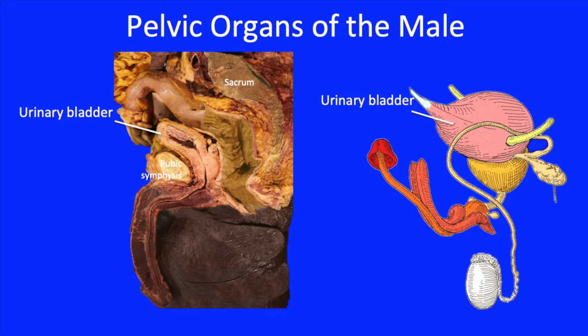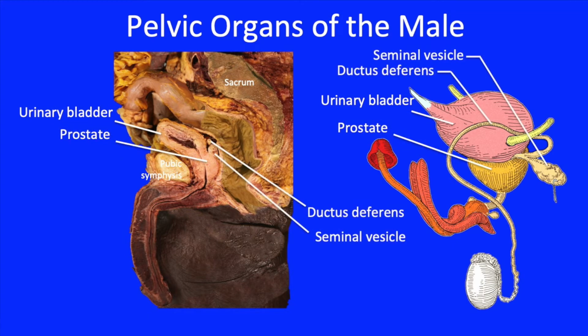Let's start by labeling the urinary bladder. Inferior to the bladder is the prostate. Posterior to the prostate are the seminal vesicles, and these are joined by the ductus deferens, entering the abdominal cavity from the deep inguinal ring. The ureters enter the urinary bladder just above the seminal vesicles.